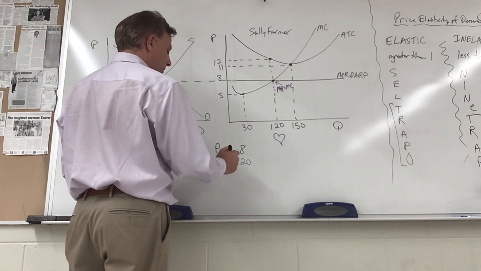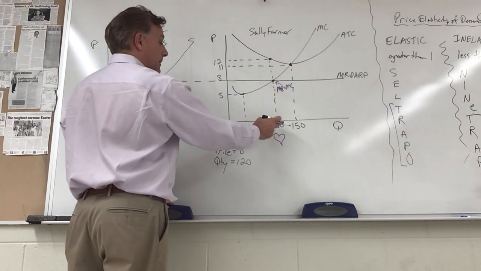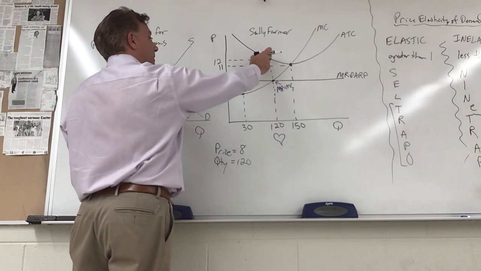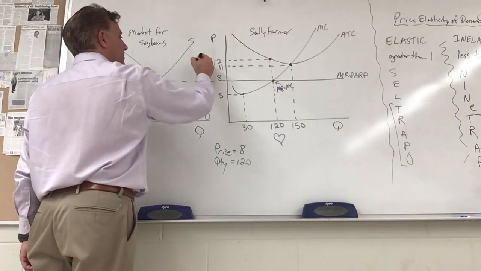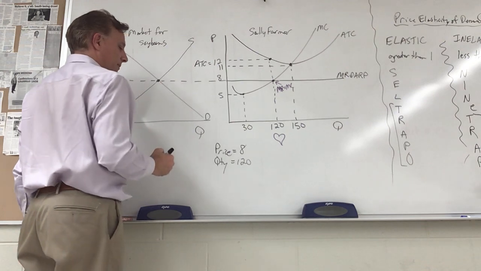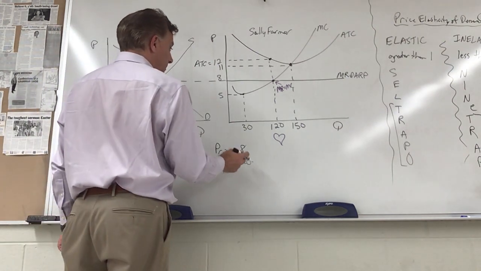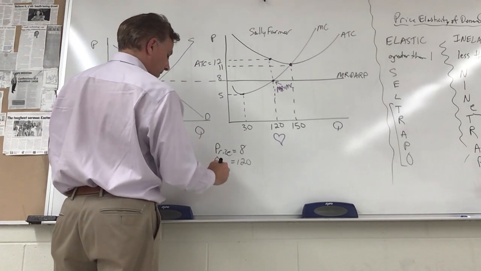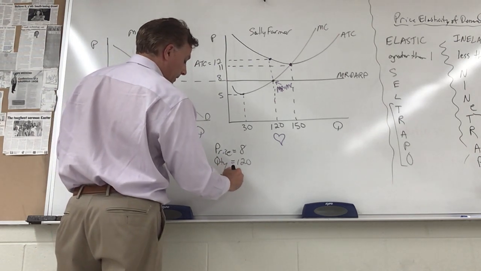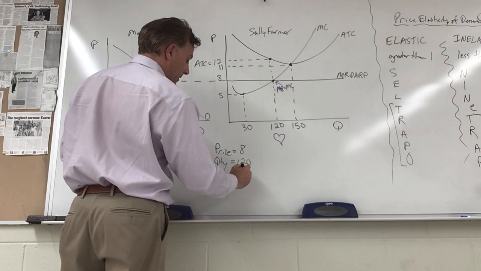My average total cost is going to go up from 120 all the way up to the average total cost curve, so my average total cost equals 12, all right? Well, clearly that's a bad situation, right? Because my price is less than my average total cost.